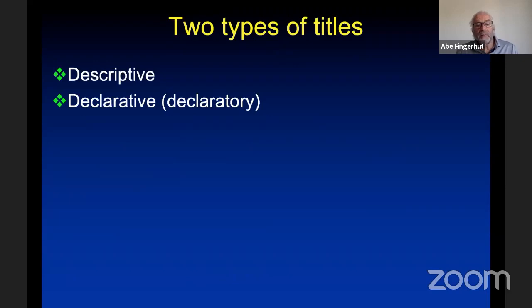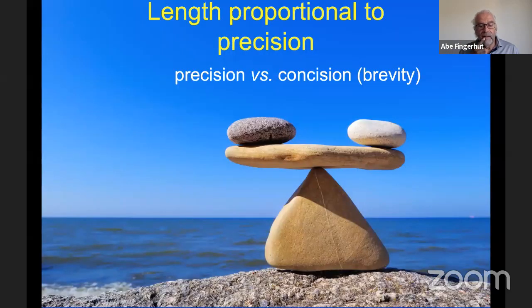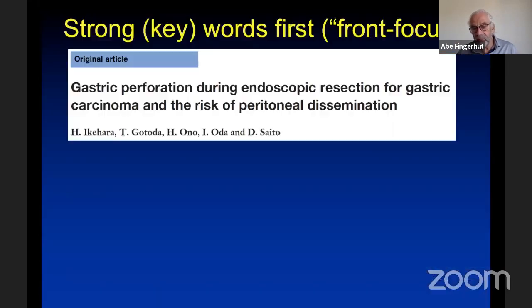I also have to talk about, going back to what I said when I talked about verbs, the type of titles that can be either descriptive or declaratory, declarative, depending on the strength of your study. If your study is a controlled randomized trial, you can use a declarative title. If not, it has to be descriptive. Once again, the precision and concision are balanced with the strong words first. Let's take a couple of examples.